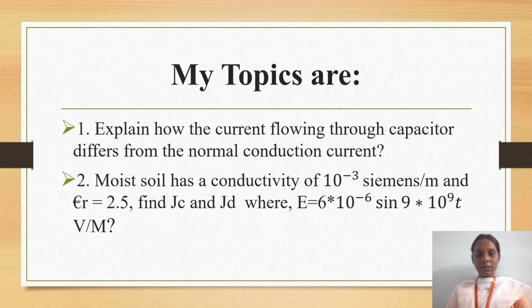So what is meant by conduction and displacement current? My topics are: first, explain how the current flowing through the capacitor differs from the normal conduction current; and second, moist soil has a conductivity of 10 to the power of minus 3 Siemens per meter and relative permittivity epsilon R equal to 2.5. Find JC, the conduction current, and JD, the displacement current, where E is equal to 6 × 10 to the power of minus 6 sin 9 × 10 to the power of 9 t V per meter.